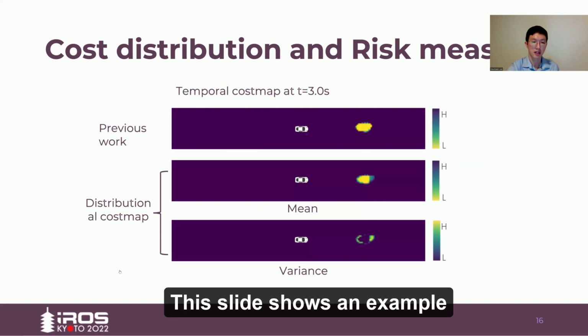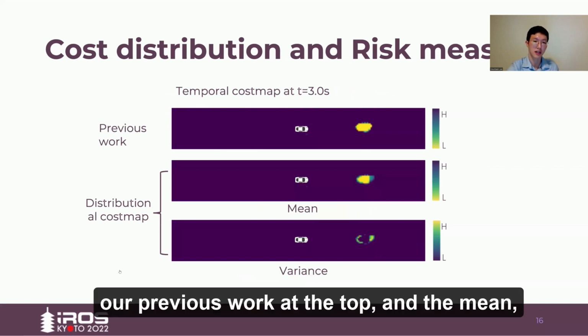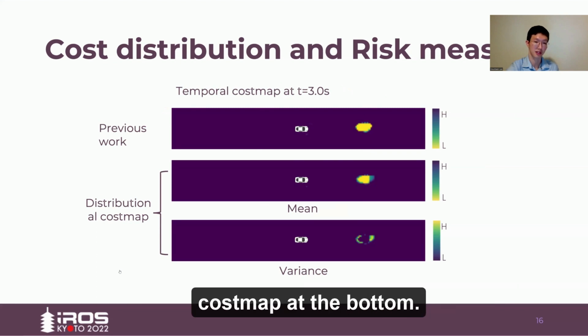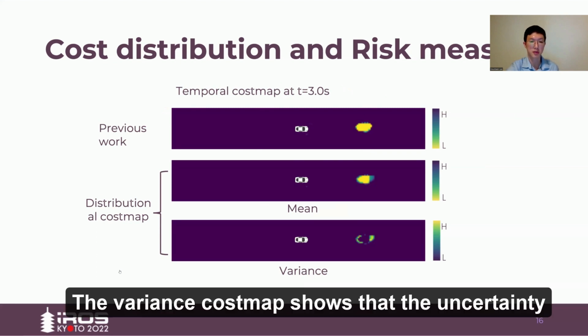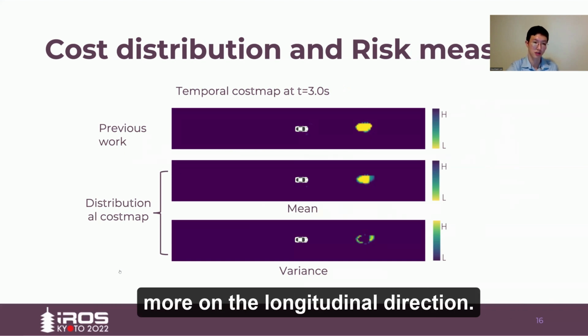This slide shows an example of our temporal cost map, our previous work at the top, and the mean and the variance of the distributional cost map at the bottom. The variance cost map shows that the uncertainty lies at the edge of the low-cost region and more on the longitudinal direction.